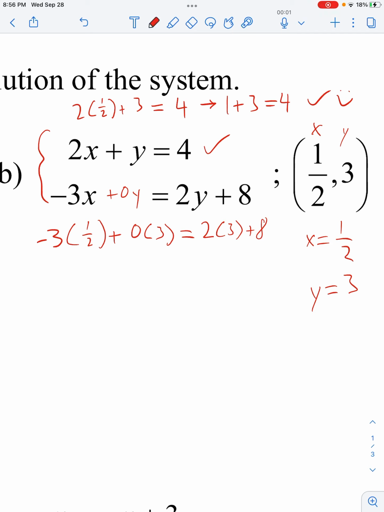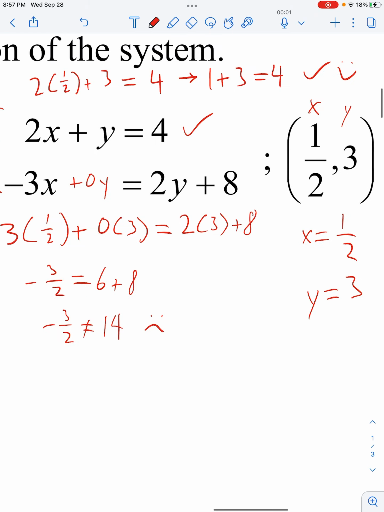So let's simplify the left side. Negative 3 times 1/2 is negative 3/2. 0 times 3 is 0. That equals 2 times 3, which is 6. 6 plus 8 is 14. So we have negative 3/2 equals 14. Is that true? No! Negative 3/2 does not equal 14. So my ordered pair is not a solution of the second equation.